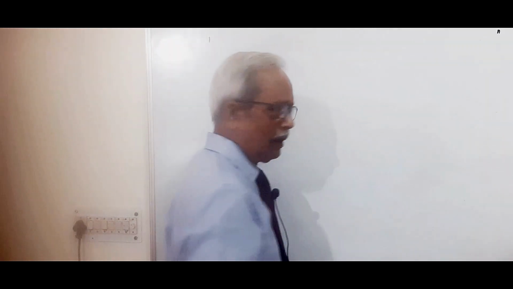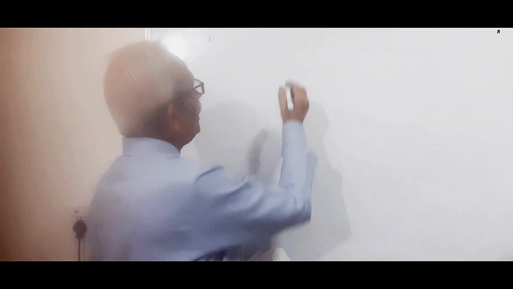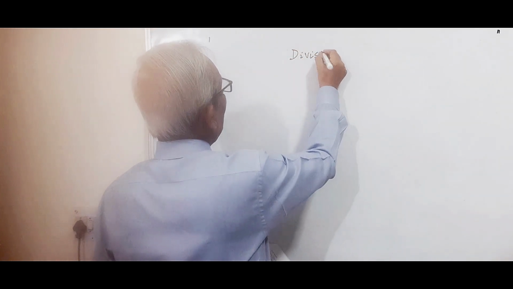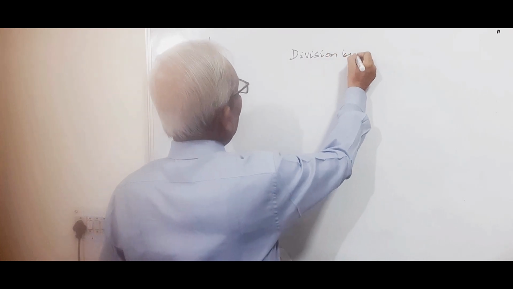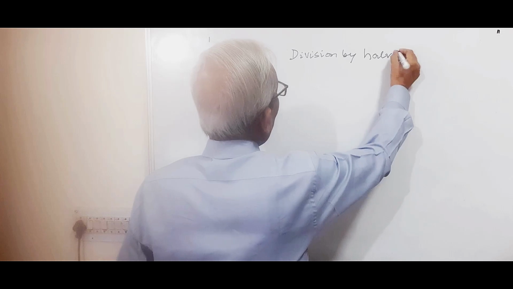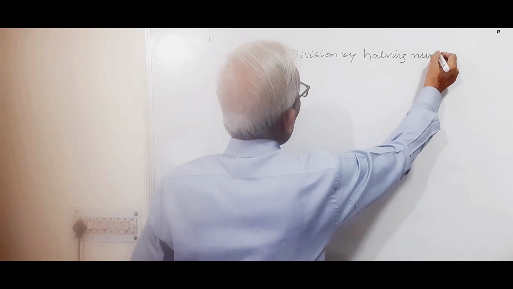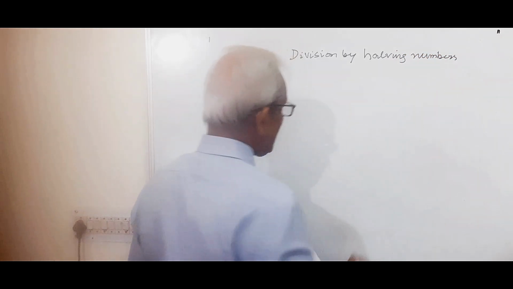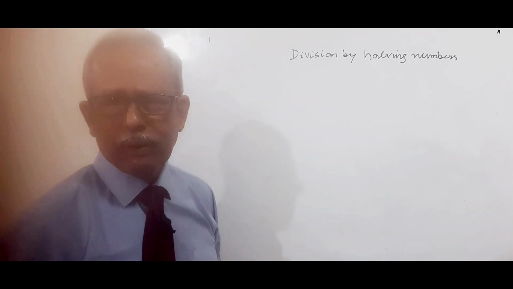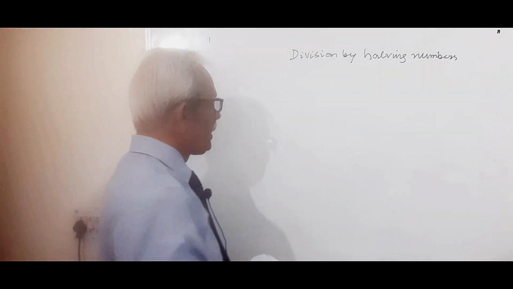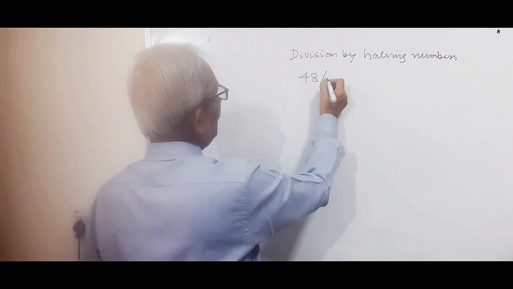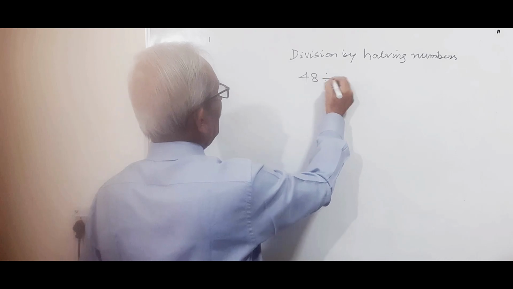We'll first see division of numbers, division by halving numbers. It's just a reverse process. Say for example, we want to divide any number by 4 first. 48 divided by 4. You can write 48 divided by 4.